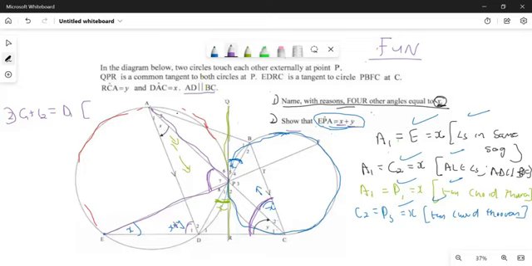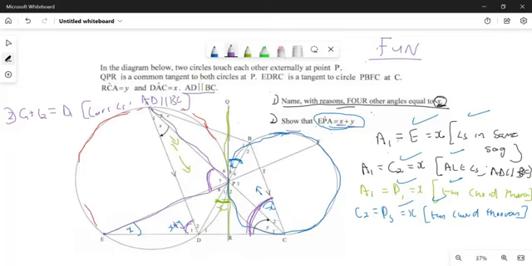Now they need to tell us why we are saying that. Why are we saying this angle is equal to this angle here? Because they're corresponding. We have corresponding angles, and corresponding angles are equal because AD is parallel to BC. Okay, we're done with that one.